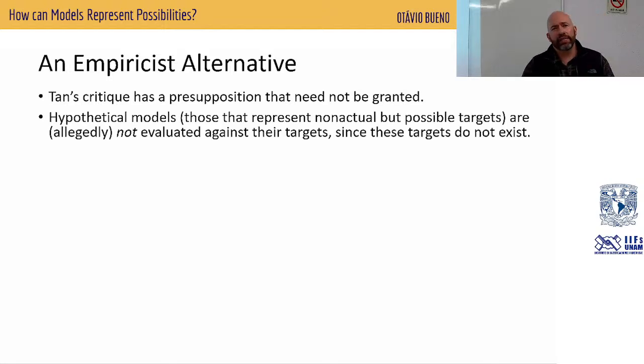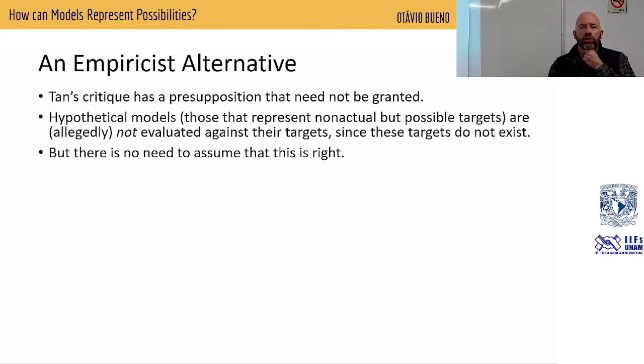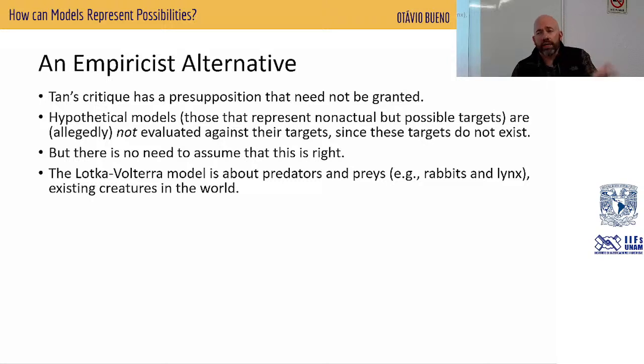Right? So the hypothetical models, those that represent non-actual but possible targets, are allegedly not evaluated against their targets, since these targets do not exist, right? That's a crucial assumption in the project. But there's no need for us to assume that that's right. Why? Because look, if you think about the Lotka-Volterra model, it is about predators and prey in the world, right? It's about rabbits and lynx, right? I gave you the data about those things. Existing creatures in the wild. That's the target. The target's not possible rabbits that could be sliced infinitesimally small, right? The target of that model, imperfect, idealized as it is, are actual objects in the world.